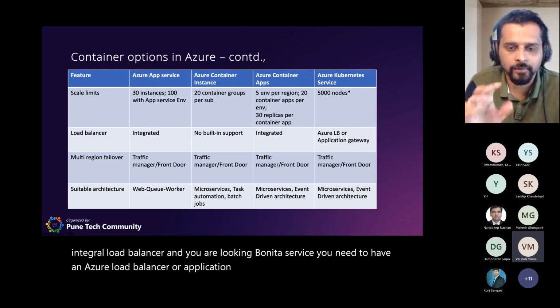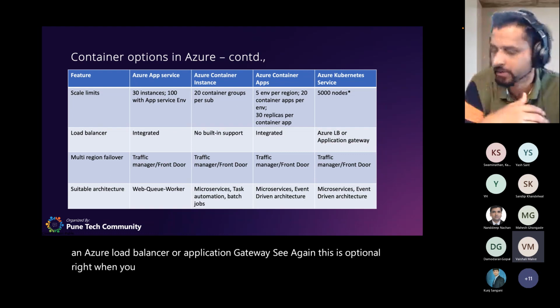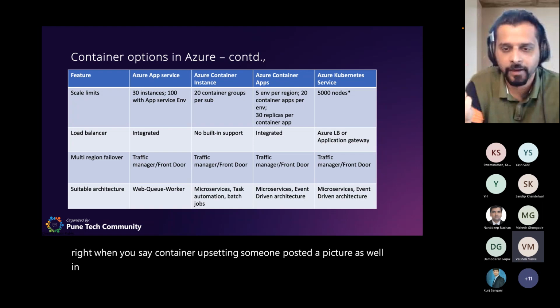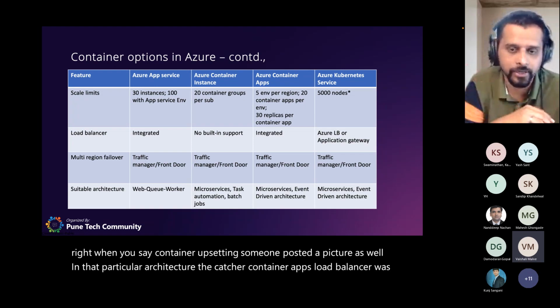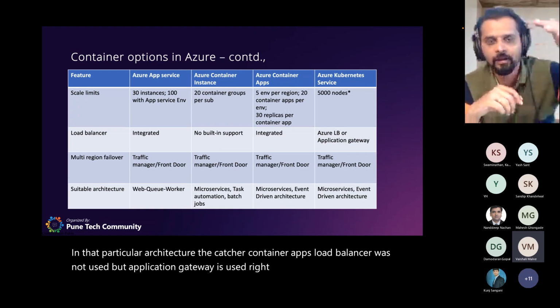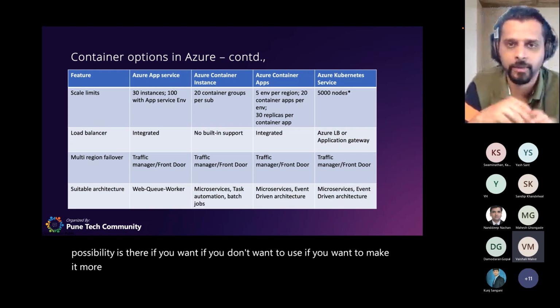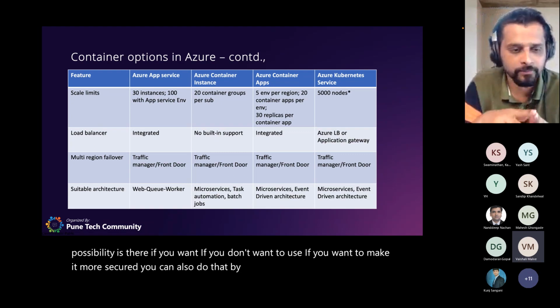Again, this is optional. When you say container apps, I think someone posted the picture as well. In that particular architecture, the Azure Container Apps load balancer was not used, but an application gateway is used. So the high level possibility is that if you don't want to use it, and if you want to make it more secure, you can also do that by configuring the right ones.